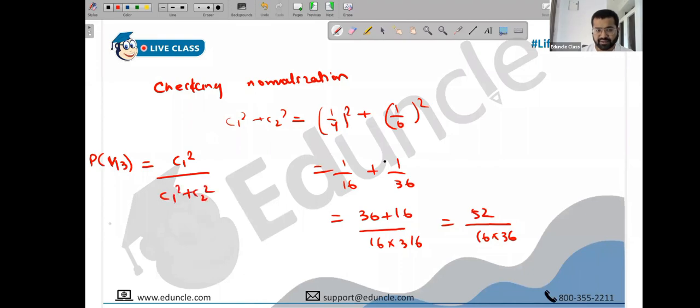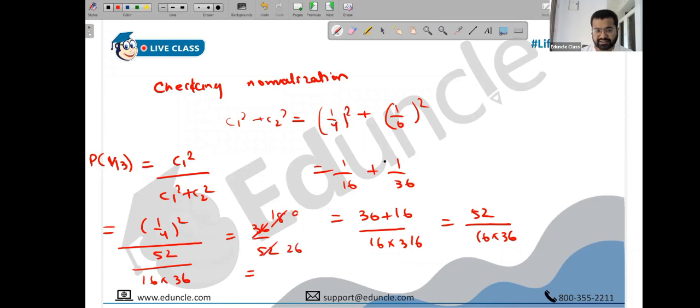c1 square upon c1 square plus c2 square. So what is c1 square? 1 by 4 square. And c1 square plus c2 square you already have. That's 52 upon 16 into 36. 1 by 4 square, okay, that's 16 actually. 16 gets cancelled. Your answer is just 36 by 52. Or you can say this is 18, this is 26, this is 9, this is 13. Answer is 9 by 13.